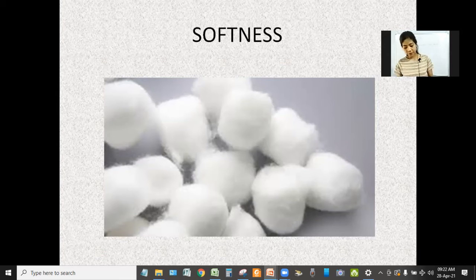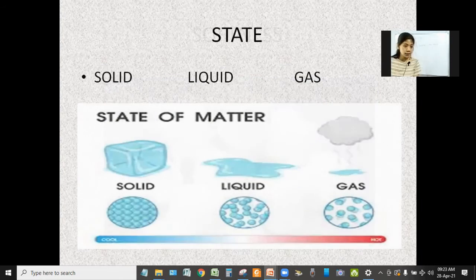So there is a difference between hardness and softness. State. There are three states of matter. That is solid, liquid, and gas. Solid, they have a definite shape and occupy definite volume. And liquid, they occupy volume but they do not have specific shape. Gas, neither have definite shape nor definite volume.